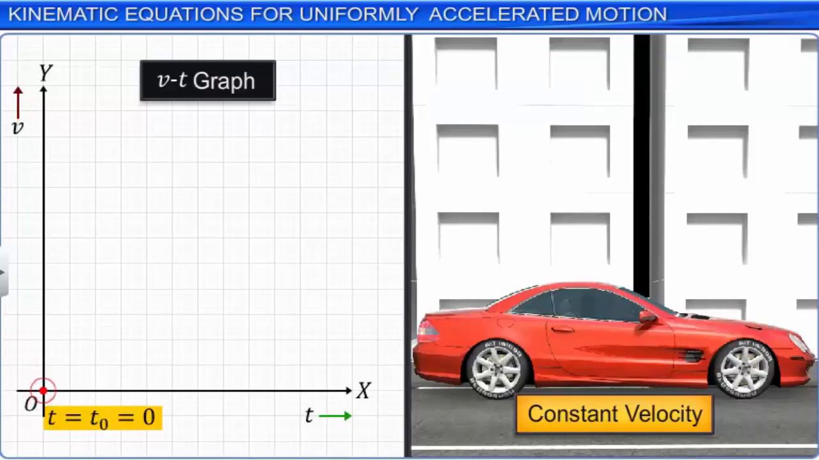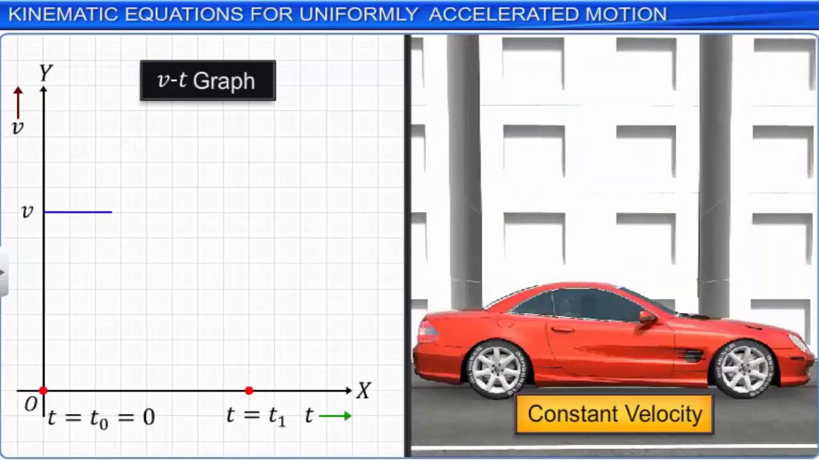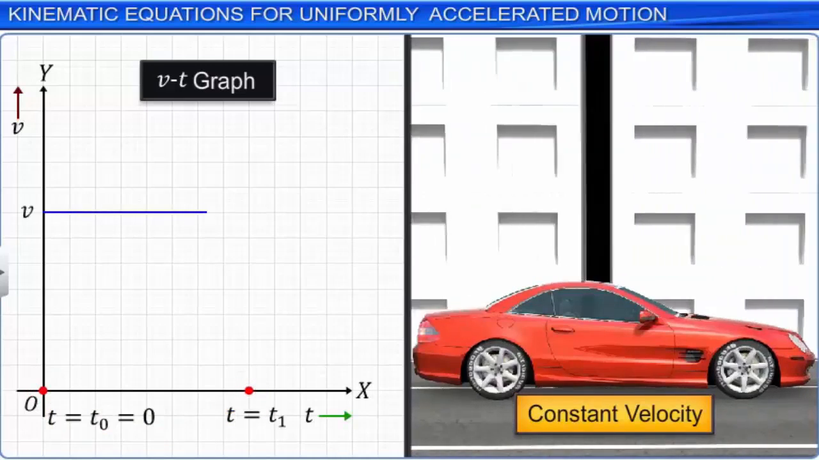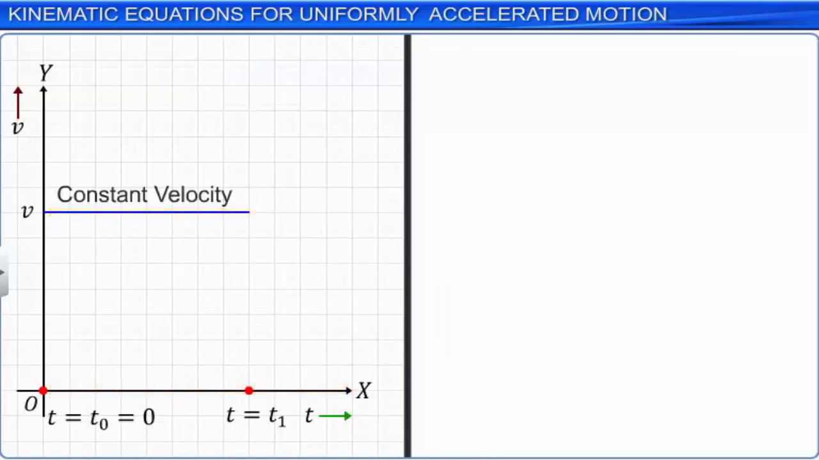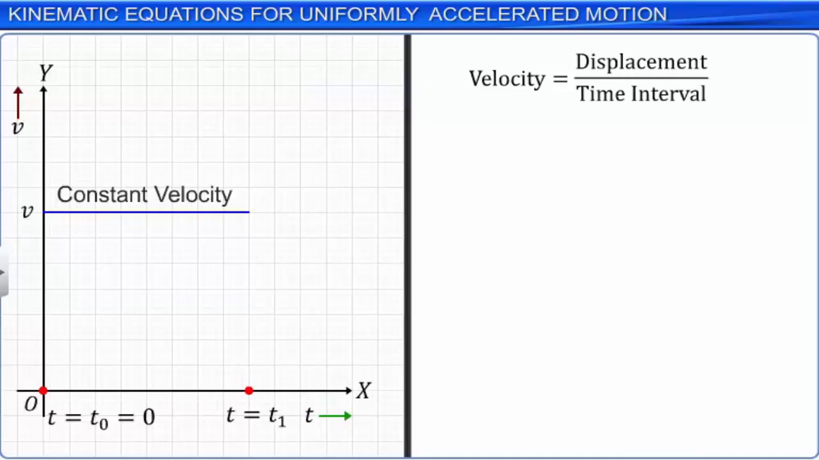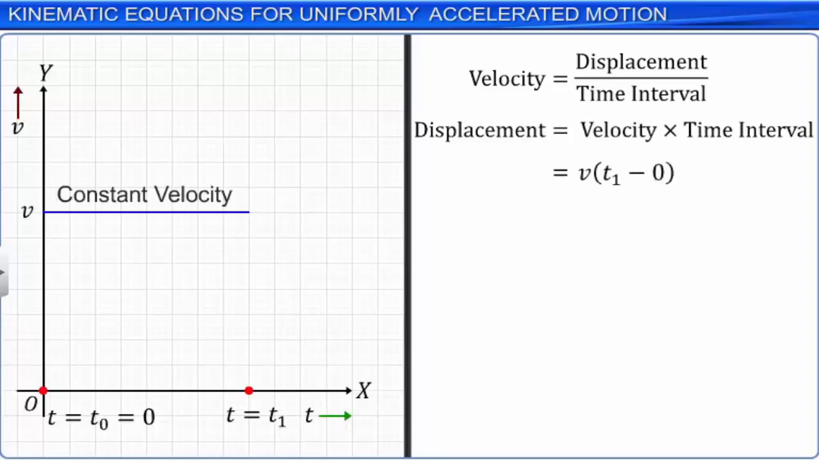Let us draw the VT graph representing this motion of the body. We get a line parallel to the x-axis. We know that velocity of a body is the ratio of its displacement and the time interval. We can say that displacement is a product of velocity and the time interval. This is the product of velocity v and time interval t1.